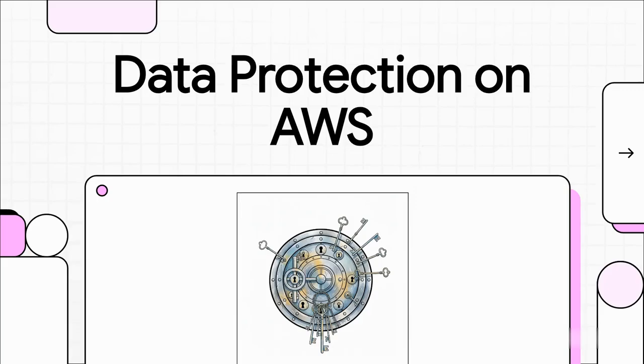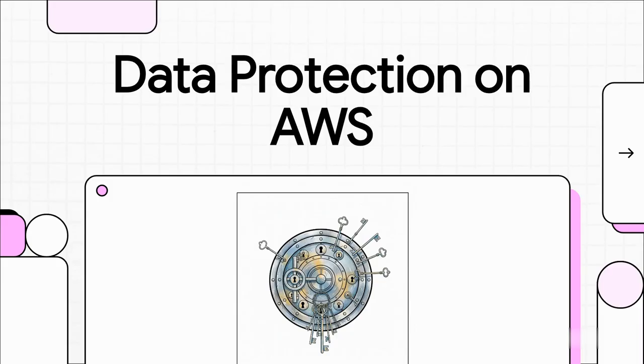Okay, so if you're an architect on AWS, you already know that data protection isn't just some checkbox item. It's the absolute foundation of everything you build. But let's be real, with data scattered all over the place, how do you create a security model that's actually simple and doesn't fall apart?